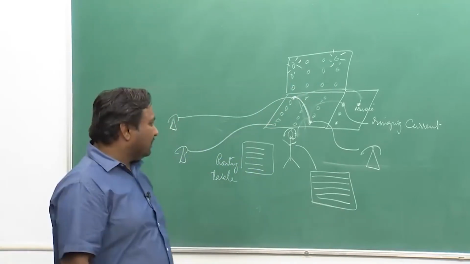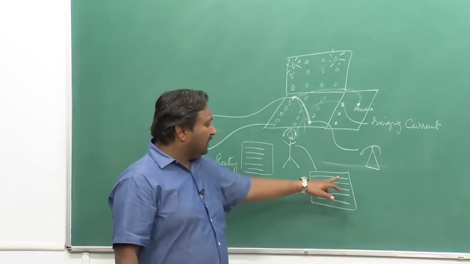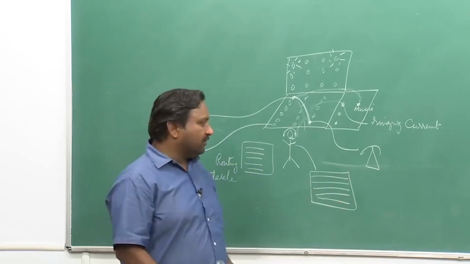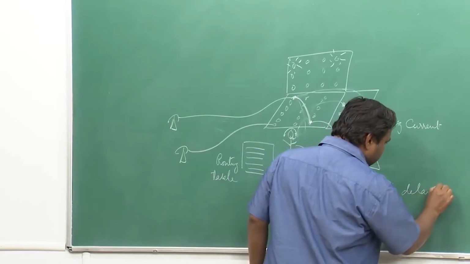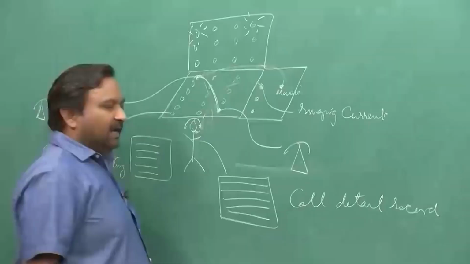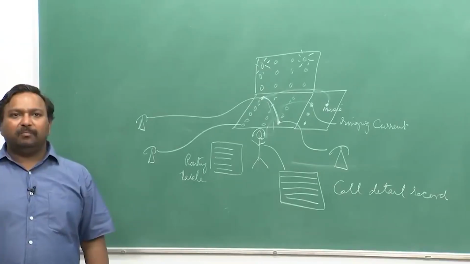Once the closer time is known, she will note down the closer time. We call this record the call detail record. And this is what can be used at the end of the month to generate the bill for the customer.